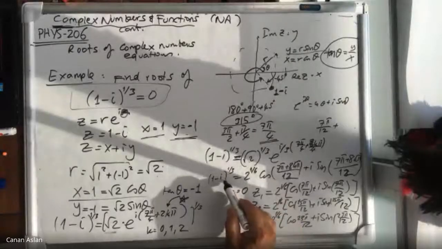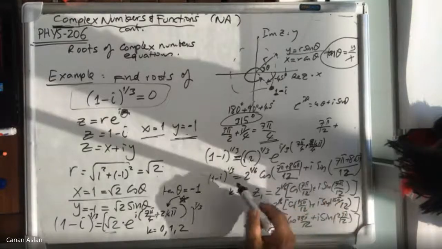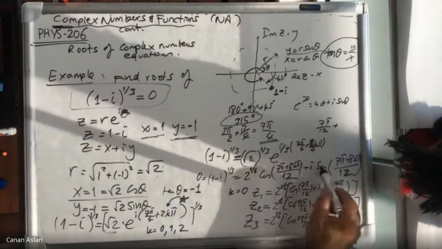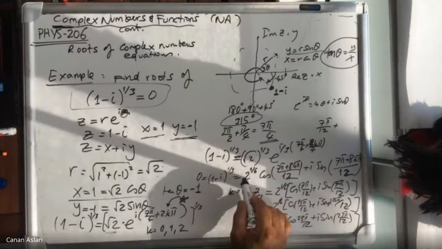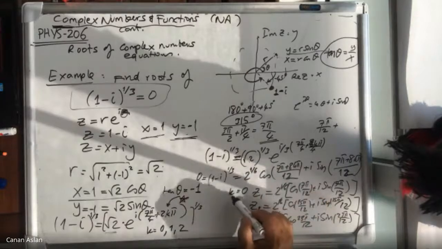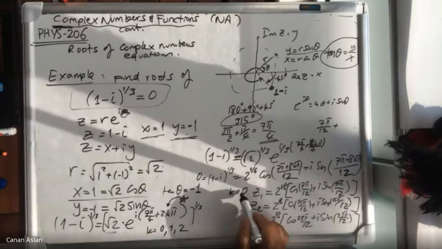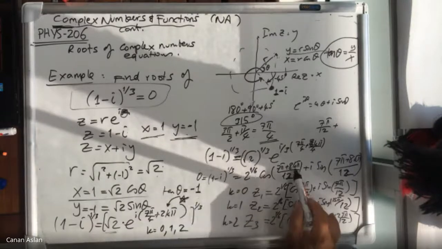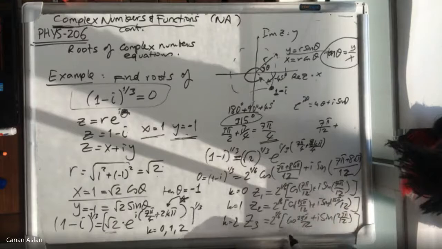So this is equal to that. So when this is 0, this is only possible for different k values. So this will become 0 at k equals 0, 1, and 2. So for k equals 0, k equals 1, and k equals 2, we can put the values there and get 3 different roots, and this is it.